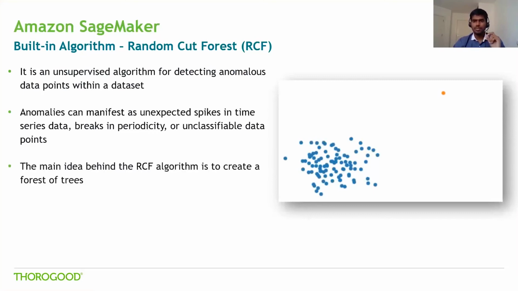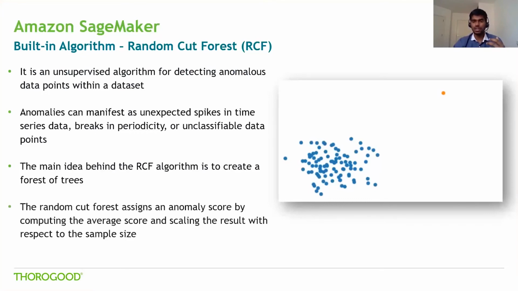The main idea behind the RCF algorithm is to create a forest of trees where each tree is obtained using a partition of a sample of the training data. The random cut forest assigns an anomaly score by computing the average score from each constituent tree and then scaling that result with respect to the sample size.